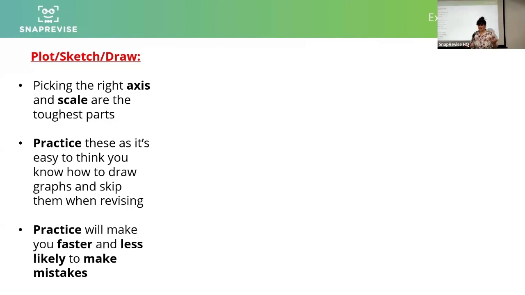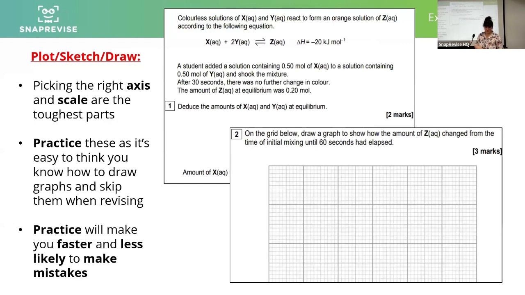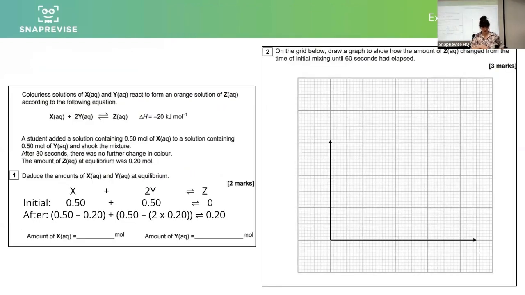Practice makes you faster and less likely to make silly mistakes, and then you don't drop marks that you could have otherwise got. So, for example, I'm not going to go through this one because I would need to draw out the graph and we are short on time. I just want to make sure that we've got enough time to do everything. So here we've been asked to deduce amounts of X and Y at equilibrium.